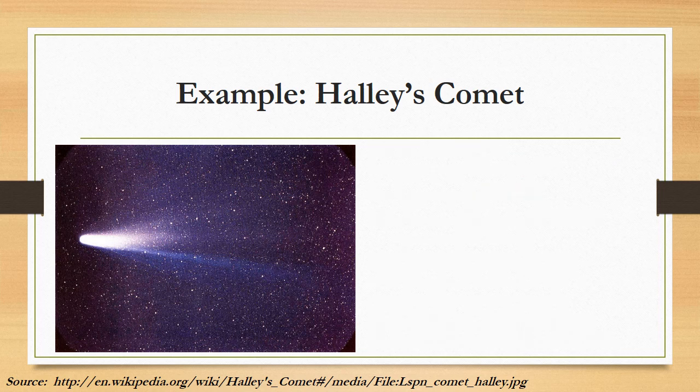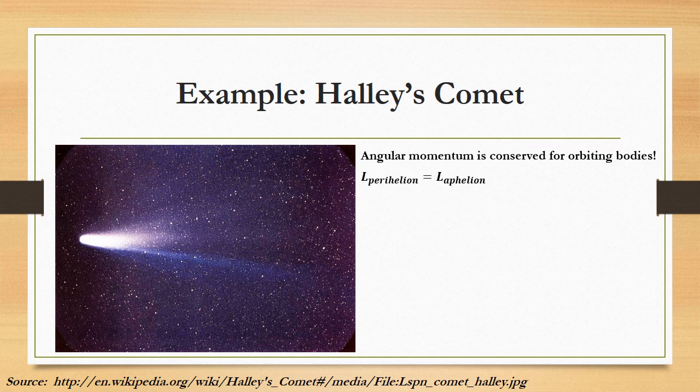Had a chance to solve here, I'm going to show you the answer. Since momentum is conserved, well, more accurately, angular momentum is conserved for all orbiting bodies, we can say that the angular momentum at perihelion, or the closest approach, is equal to the angular momentum at aphelion, the farthest away. And at these distances, it would be valid to model the comet as a particle. Its size is negligibly small with respect to how far away it is from the sun.